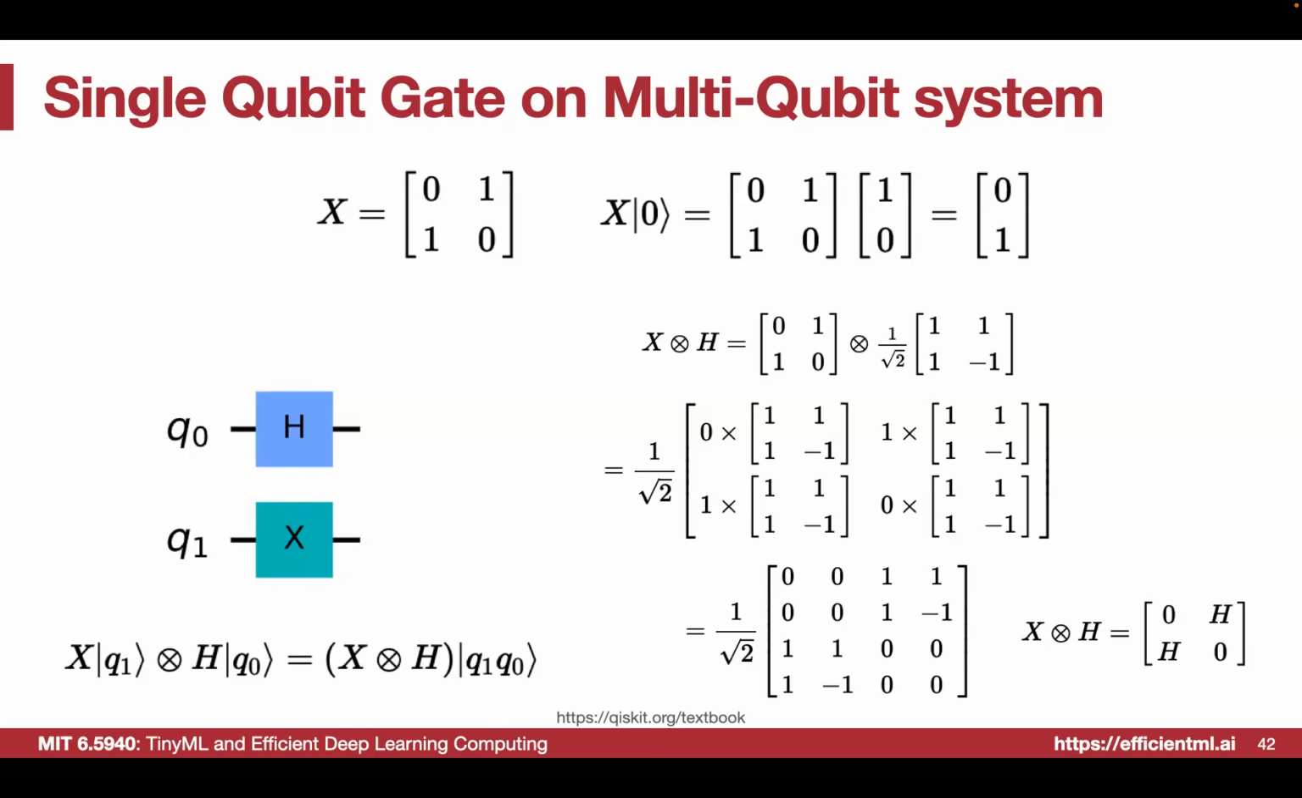We can see that actually we just do an outer product between the 2 operations, between the X and H, and then we can obtain this joint matrix as the operation. Then we can apply this joint matrix to the original state of Q1 and Q0, and we can obtain the final state.